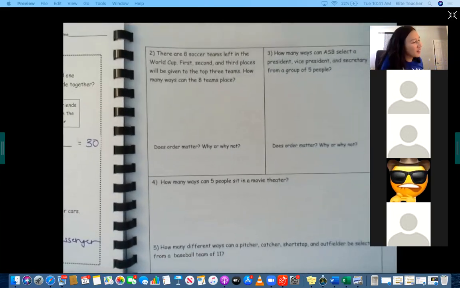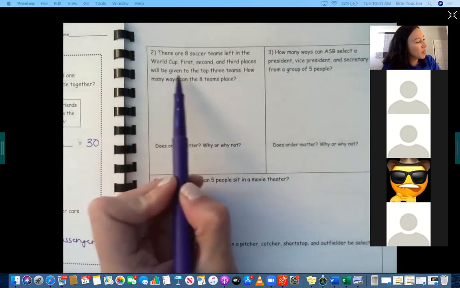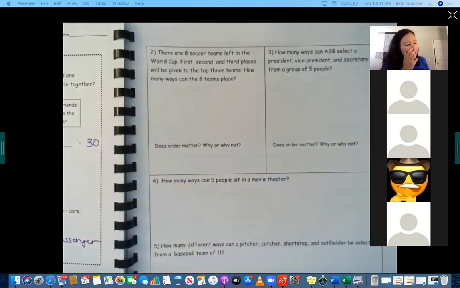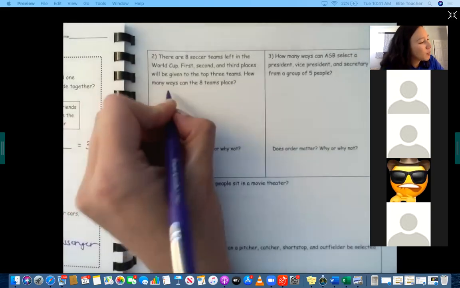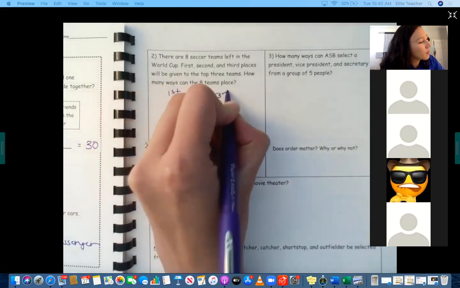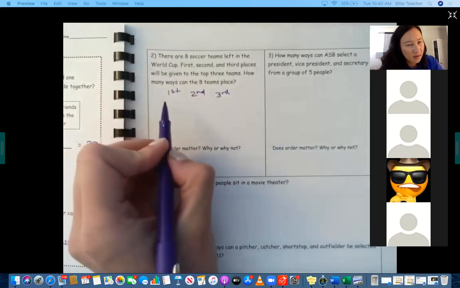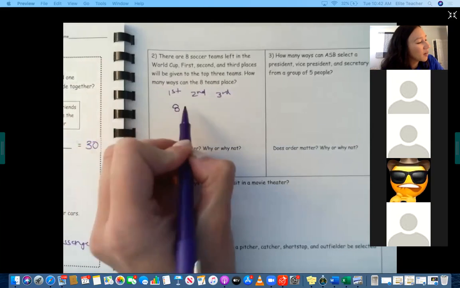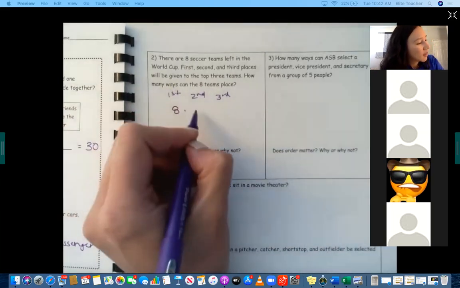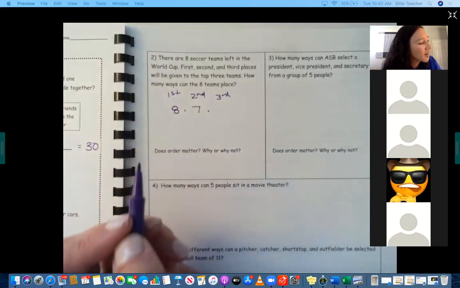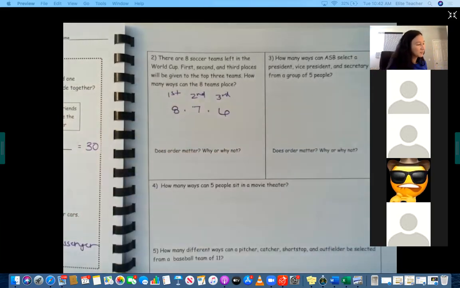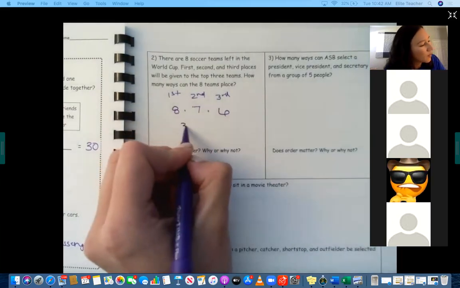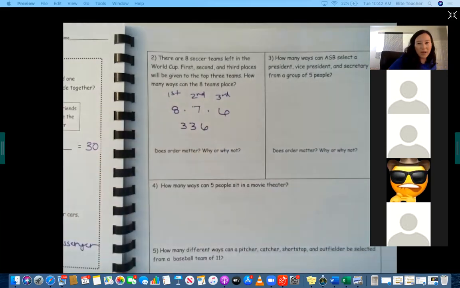So for number two, there are 8 soccer teams left in the World Cup. First, second, and third places will be given to the top 3 teams. How many ways can the 8 teams place? So we have first place, and then second, and then third. So how many teams are there for first? 8. So then how many are there for second? 7. And then how many for third? 6. All right, so we multiply 8 times 7 times 6. And so 336 different ways.